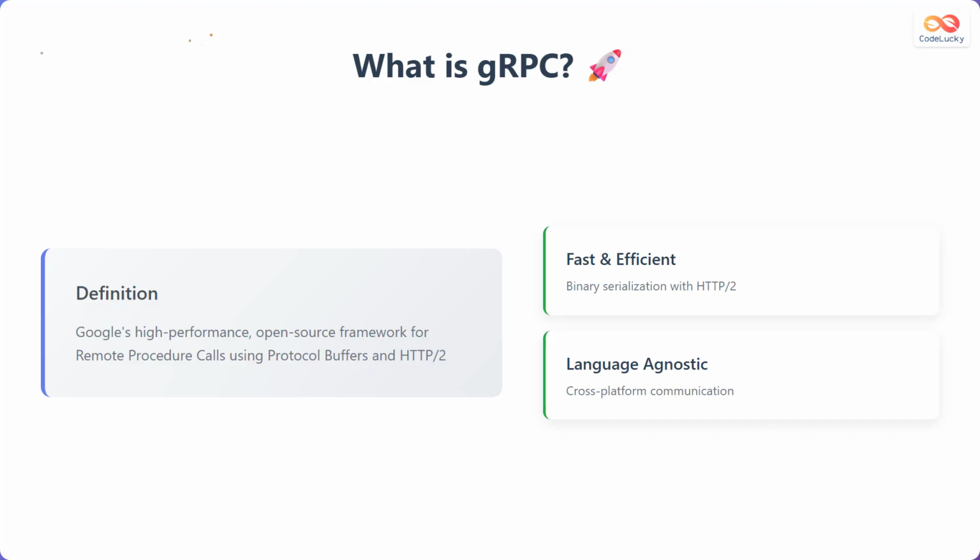gRPC is language agnostic, meaning you can build services in different programming languages and they can seamlessly communicate with each other. The framework provides fast and efficient communication through binary serialization, which is significantly smaller and faster to parse than JSON or XML. This makes gRPC ideal for microservices architectures where performance and cross-platform compatibility are crucial.